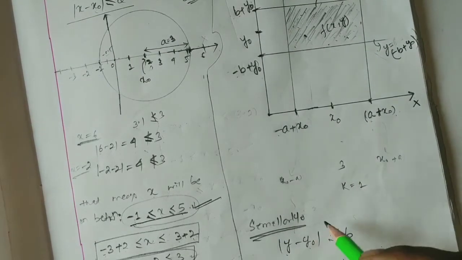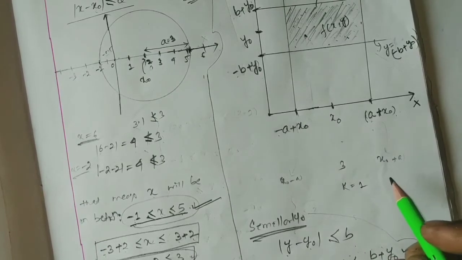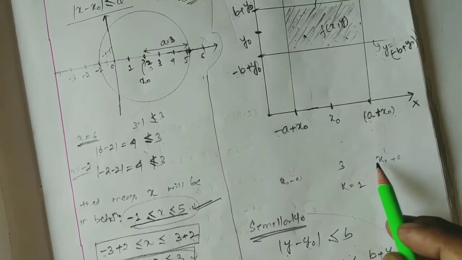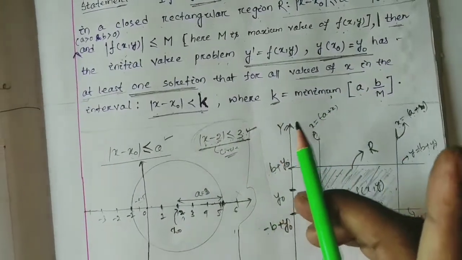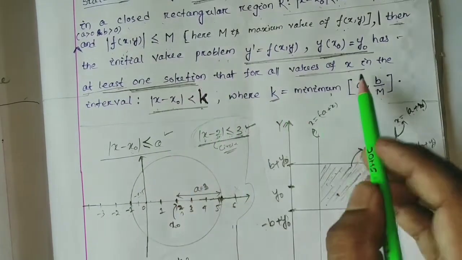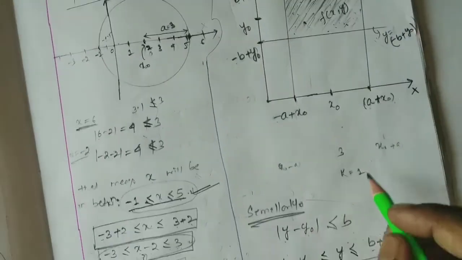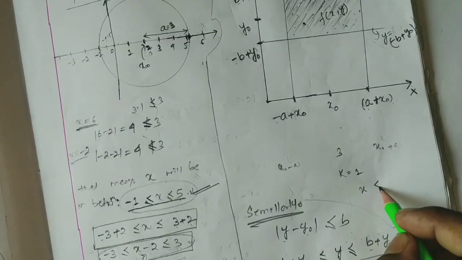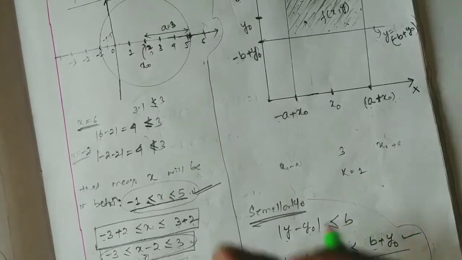That means for a given differential equation or initial value problem, it has at least one solution. For what values of x? x will be less than this. What is the range?